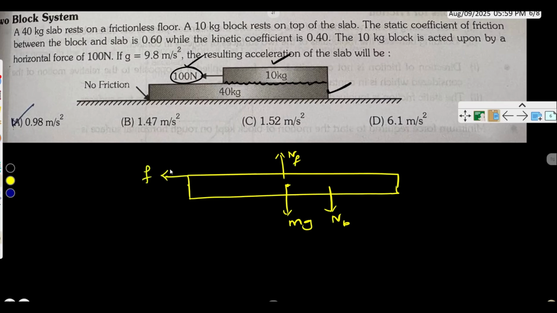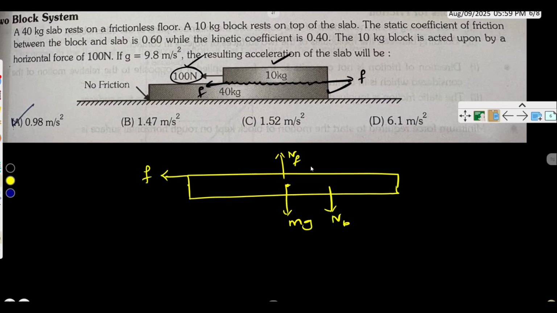Why have I put the friction force in this direction? Because in the above 10 kg block, friction will be present in this direction. Friction will be trying to stop that 10 kg block from moving. The same friction for the 40 kg block will be present in this direction. It will try to make that 40 kg block also move along with that 10 kg block. That is what friction will do. Friction will always oppose relative motion.